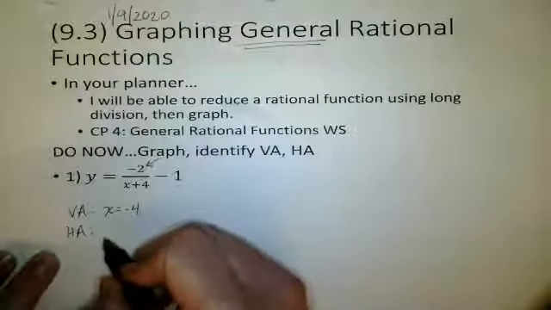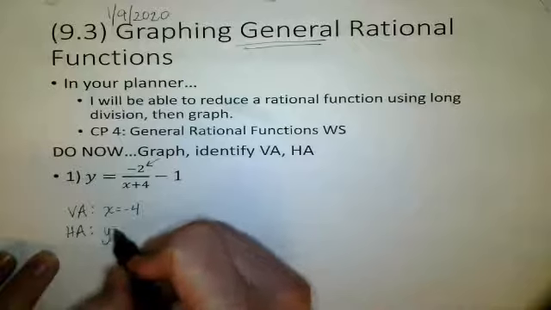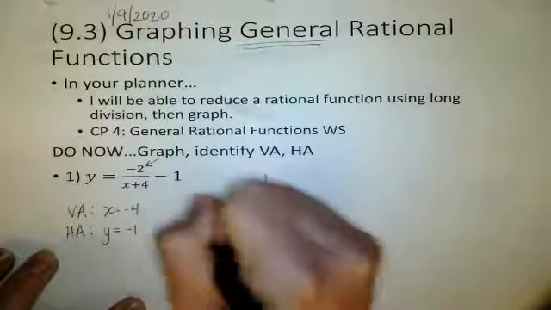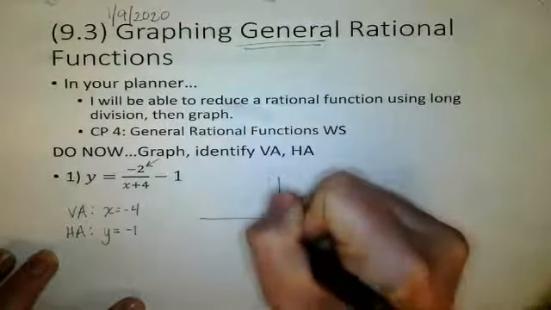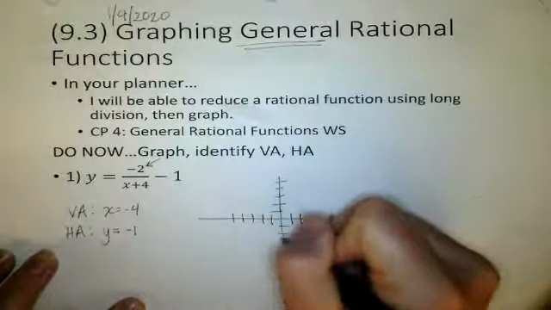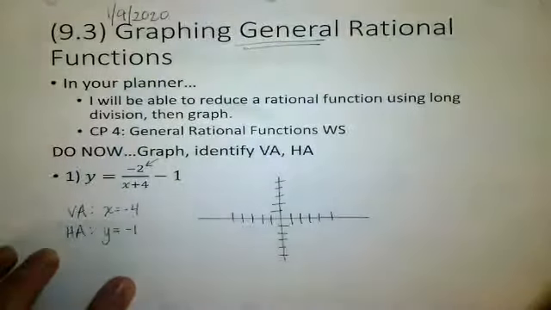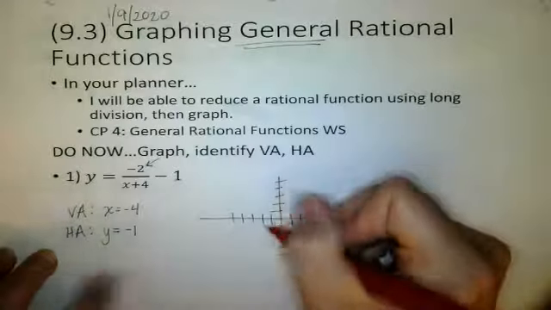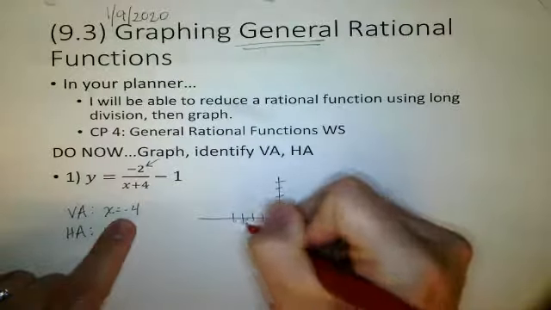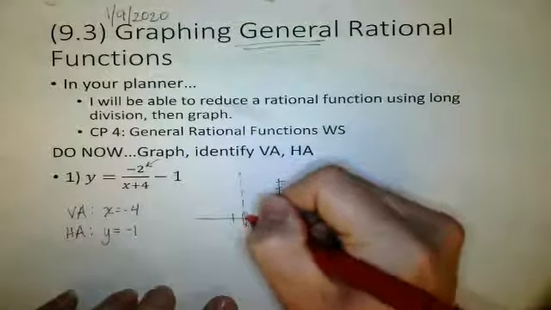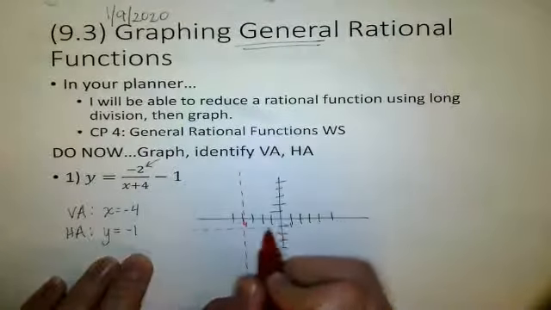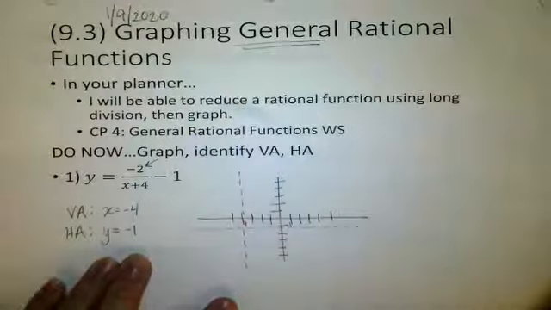What is the horizontal asymptote? Just -1 or y equals -1? Very good. So once I know that, I can do a little sketch. 1, 2, 3, 4, 5. And so I'm going to do some asymptotes. Asymptotes are boundary lines. So this is x equals -4. We go to -4 on the x-axis and draw that vertical line in. We go to -1 on the y-axis, and it's a horizontal asymptote, so a horizontal line.